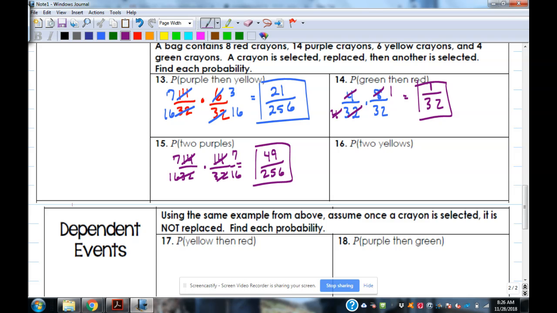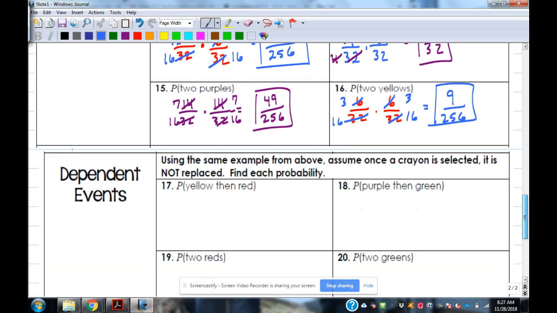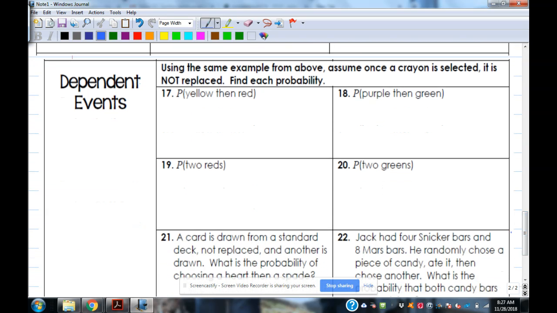Probability of 2 yellows. What are the 2 probabilities we multiply together? 6 out of 32, 6 out of 32. We'll simplify: 3 over 16, 3 over 16. It's going to be 9 out of 256. Not too good a probability of picking 2 yellow. Really, none of those are really good chances. But all right.